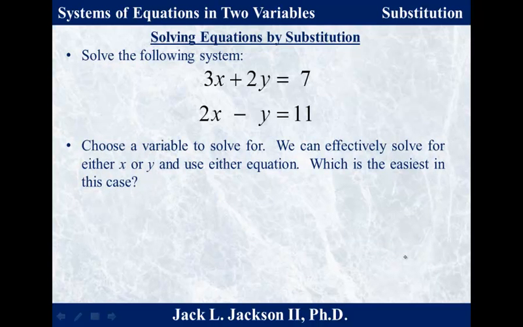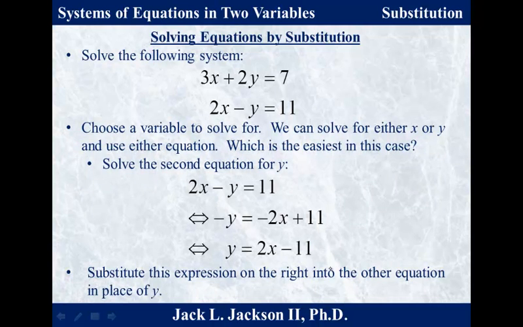Well, the first thing we wanted to do was to choose a variable to solve for. Now we can effectively solve this by solving for either x or y, starting from either one of the equations. So we actually have 4 possibilities. Solve the first equation for y and substitute in the second equation. Solve the first equation for x and substitute in the second. Or we can solve the second equation for x and substitute back in the first. Or we can solve the second equation for y and substitute back in the first. So, since we can do any one, we're going to take the easiest path. Which one would that be?